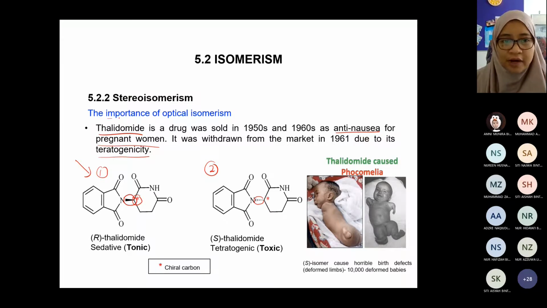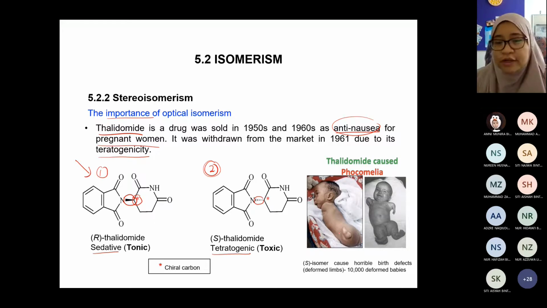Okay, so that is why it is very important for us to determine this optical isomerism. Don't take it as something that is light matter lah. Okay, it's not light. It's in fact very, very dangerous and very, very severe lah. Okay. So if it is in this form, it can become as sedative ataupun tonic, okay, which can serve as anti-nausea just now, okay. But if it is in this form, second molecule ni, it is teratogenic, which is very toxic and it causes birth defect to the babies.